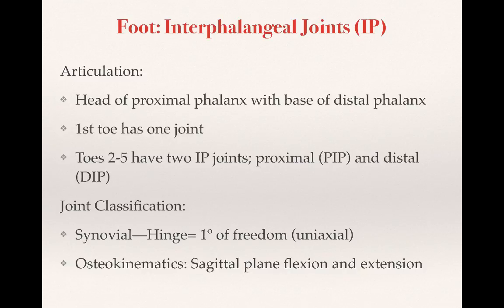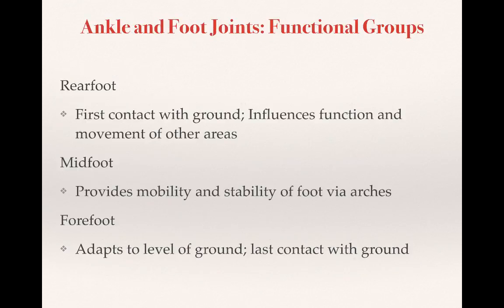In toes 2 through 5, the most proximal interphalangeal joint is often referred to as a PIP and the distal one as a DIP. All these joints are synovial hinge joints, so they allow 1 degree of freedom, and that is going to be flexion and extension in a sagittal plane.